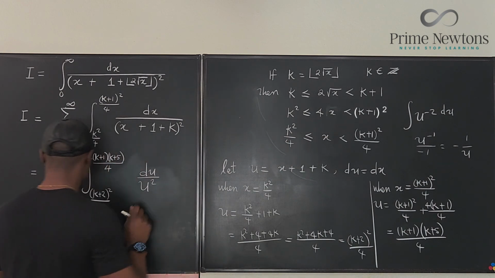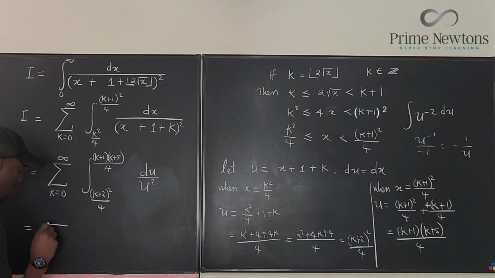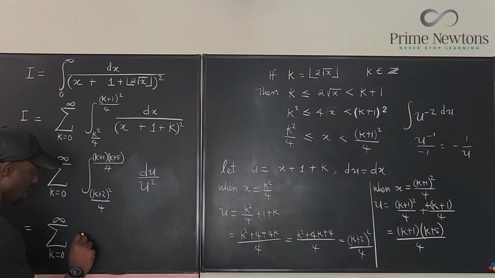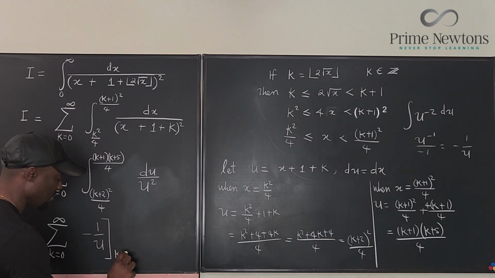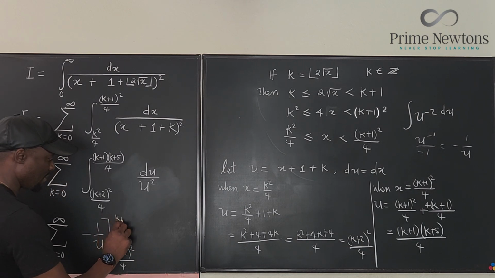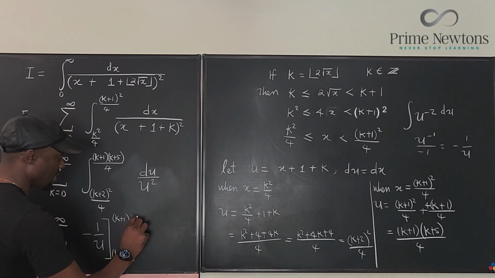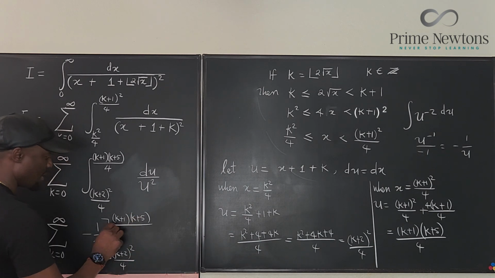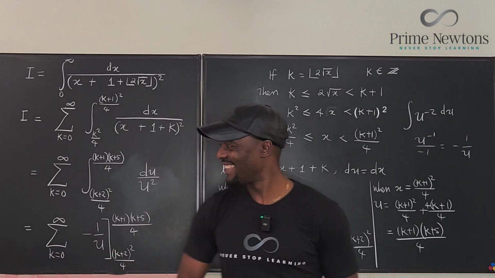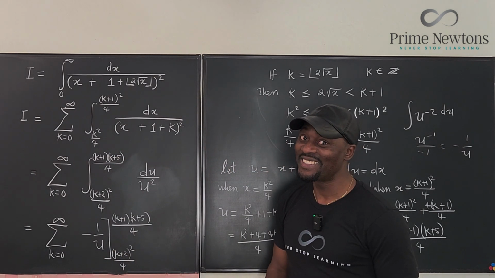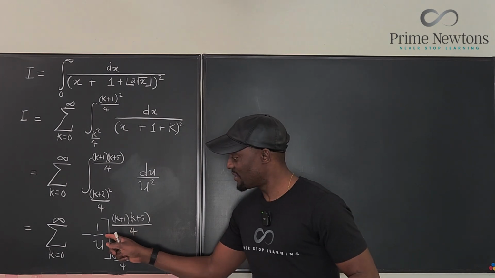So that's what we're going to bring in here and say this is equal to the sum from k equals 0 to infinity of negative 1 over u, evaluated from k plus 2 squared over 4 to k plus 1, k plus 5 all over 4. Life is beautiful.